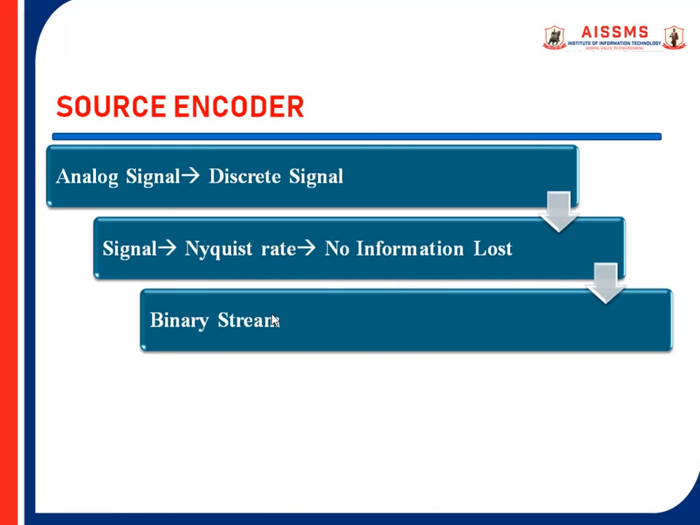Source encoder firstly produces a message signal, an analog signal. The message has to be converted into a discrete signal. The conversion requires sampling the signal at least at the Nyquist rate so that no information will be lost. After sampling, the discrete signal is converted to a binary stream. This process is called source encoding.